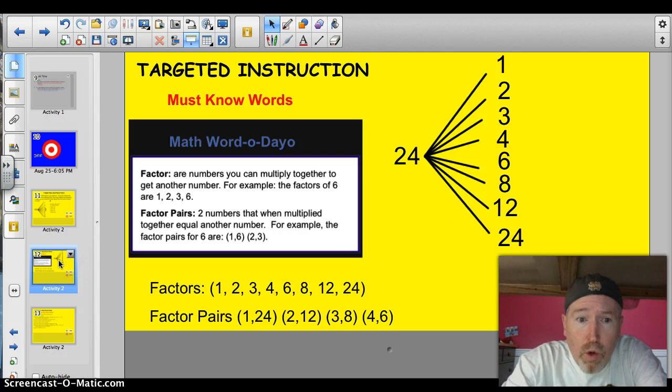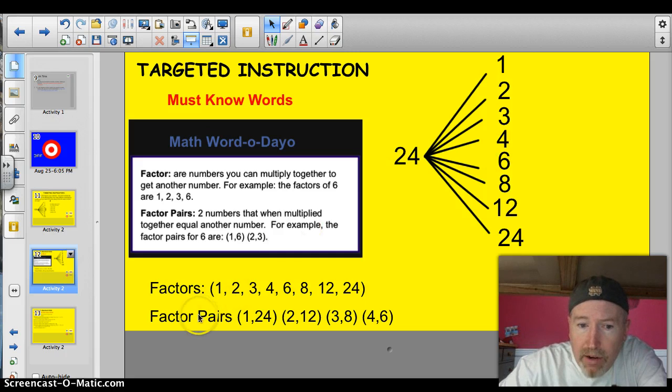First of all, some must-know words. Factors, those are the numbers that you can multiply together to get another number. For example, 1 and 24 are factors. They can multiply together to equal 24. 2 and 12 are factors of 24. As a matter of fact, all of these numbers are factors of 24 because you can multiply them together with another number and get 24.